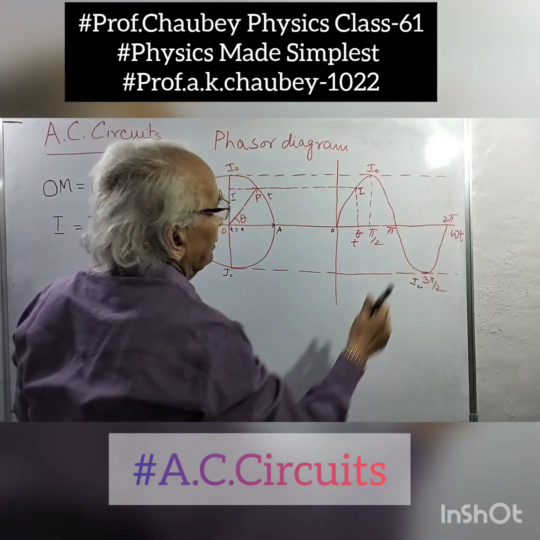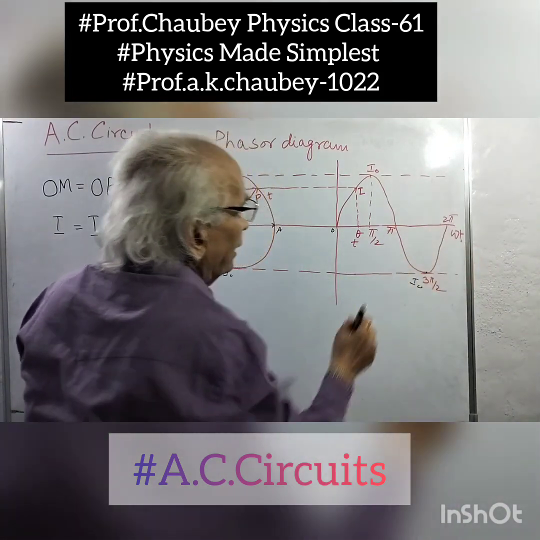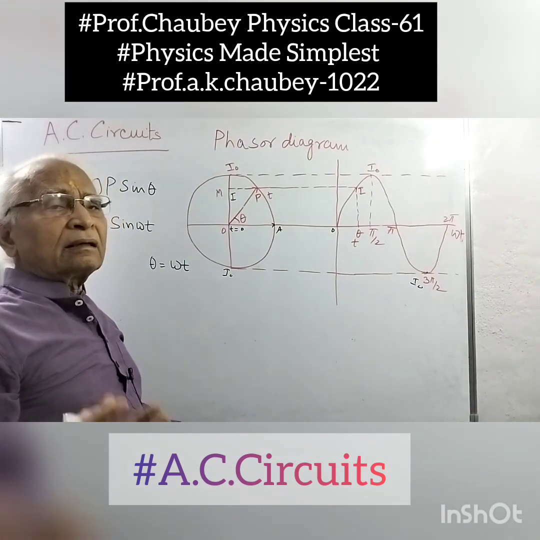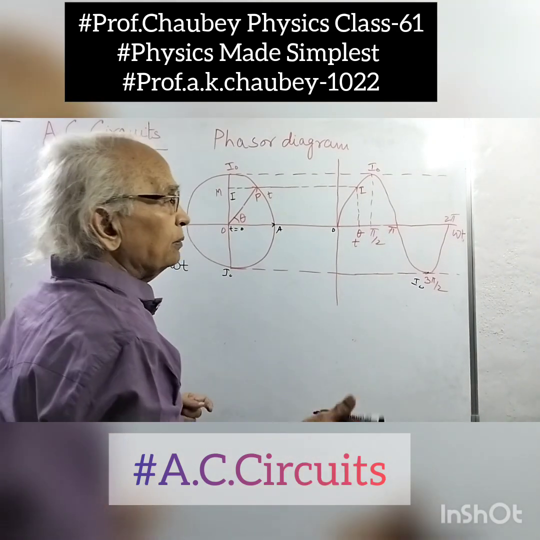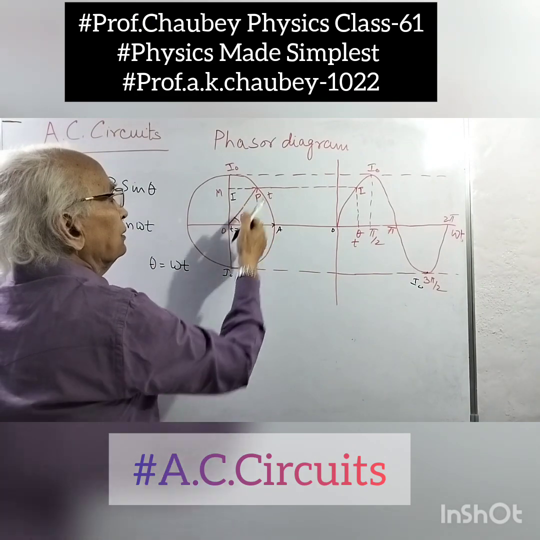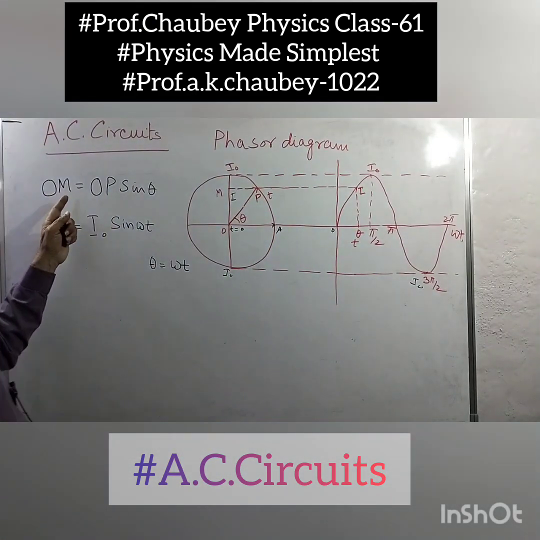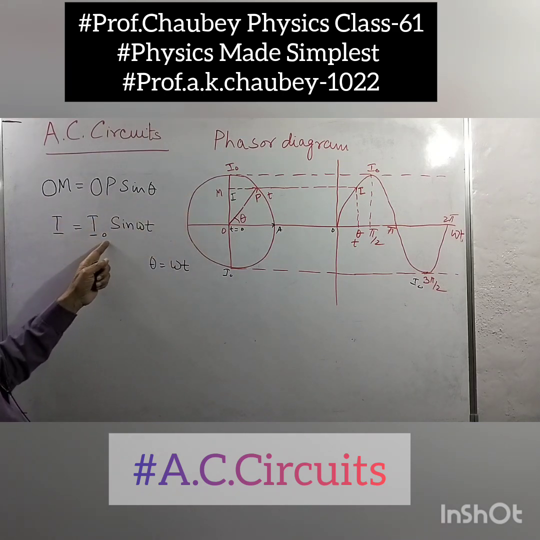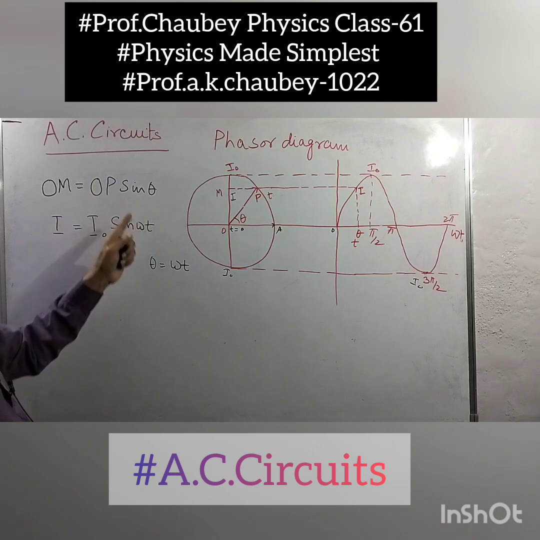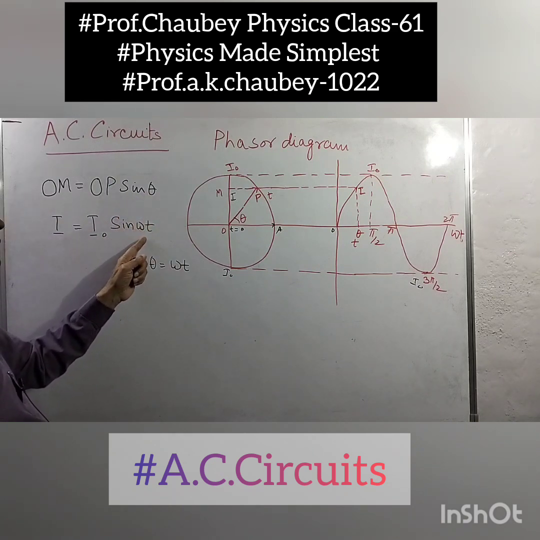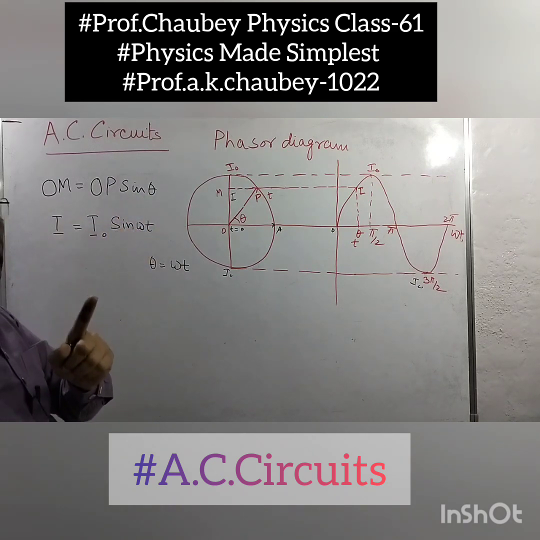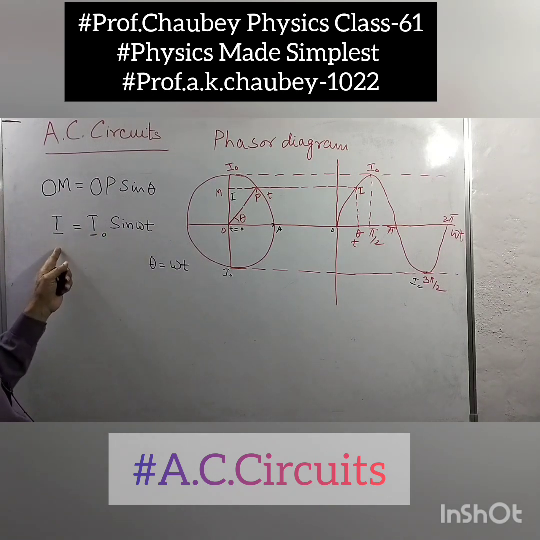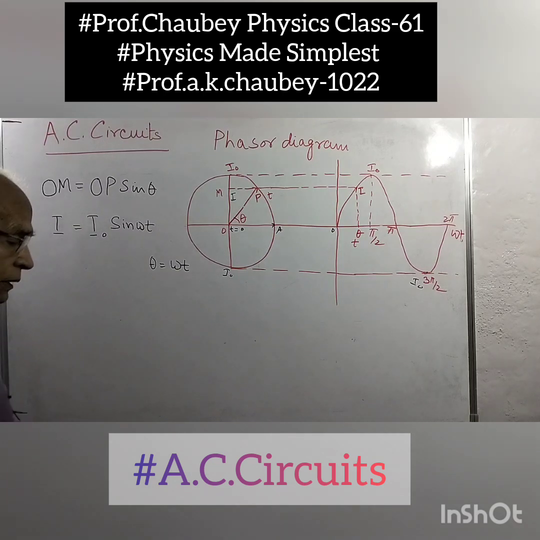And at angle 2 pi, that is omega t. That omega t represents the angle actually, because omega is angular velocity, the angle traversed in unit time. So omega into t means the angle traversed here. Theta means omega t. So we can write OM, or the current I, with OP maximum I naught, as I is equal to I naught sin omega t. This is now the representation of current I is equal to I naught sin omega t.